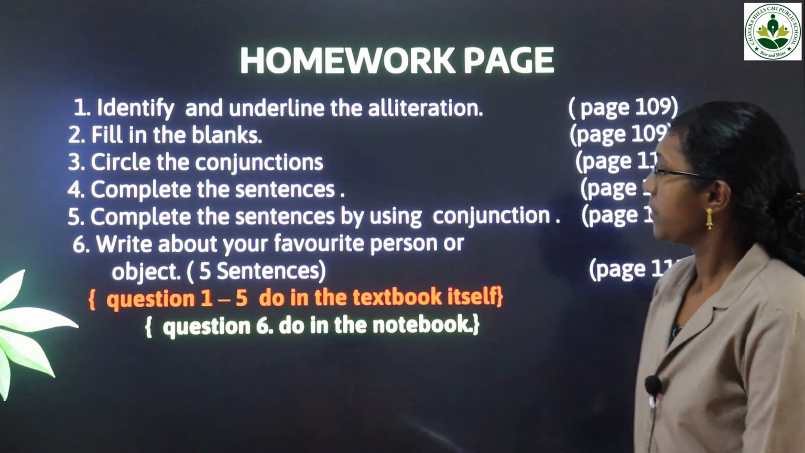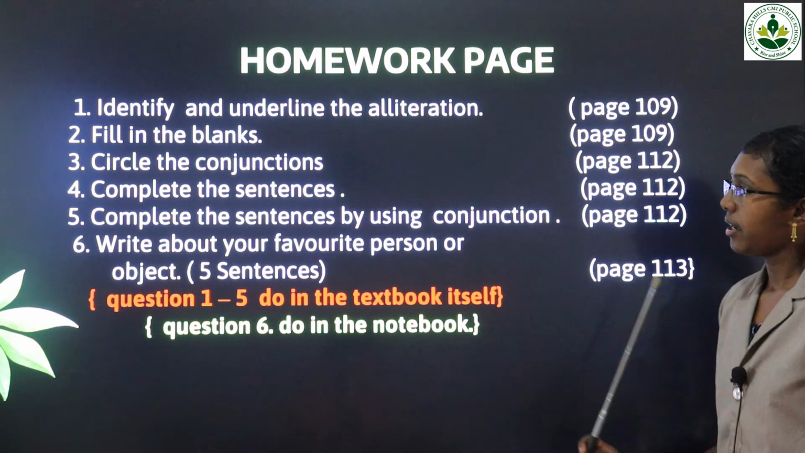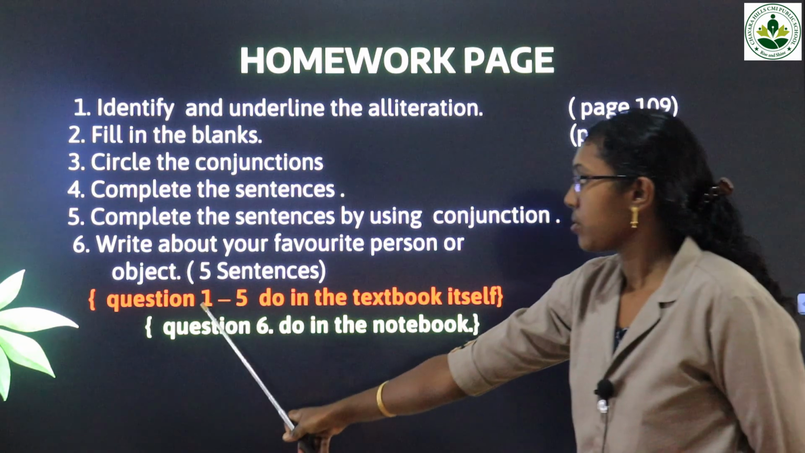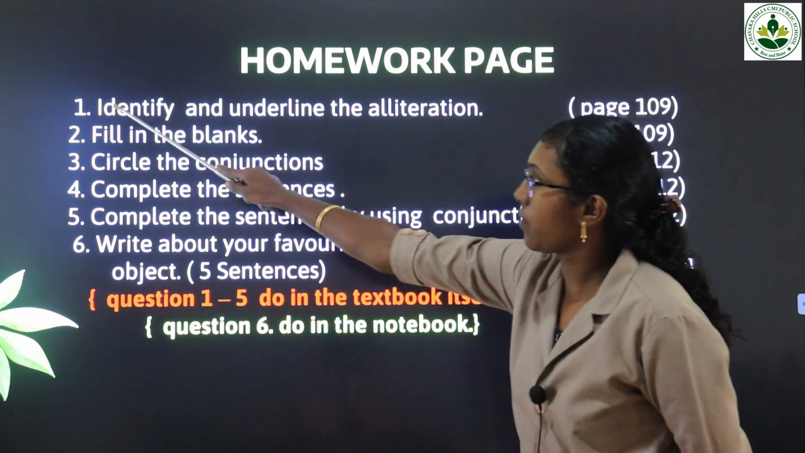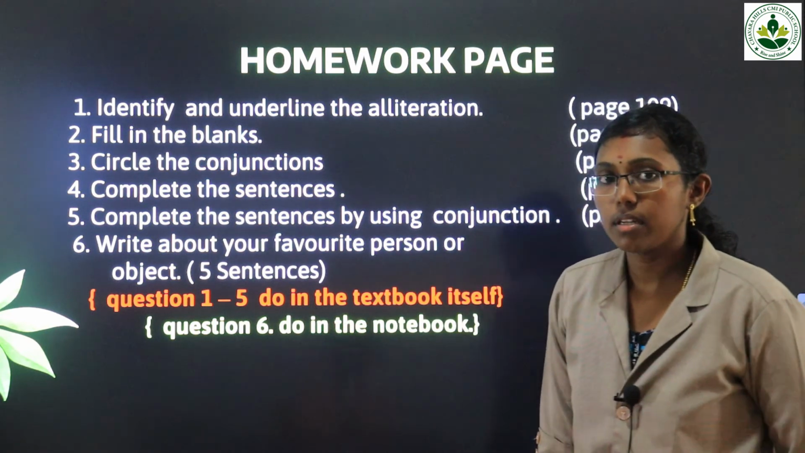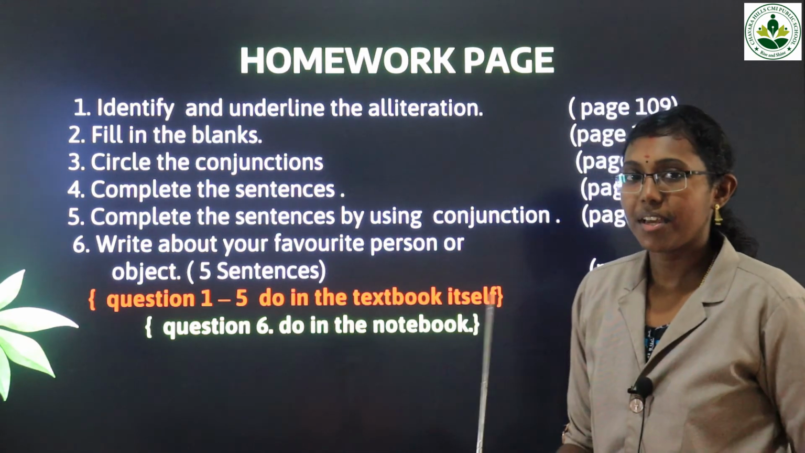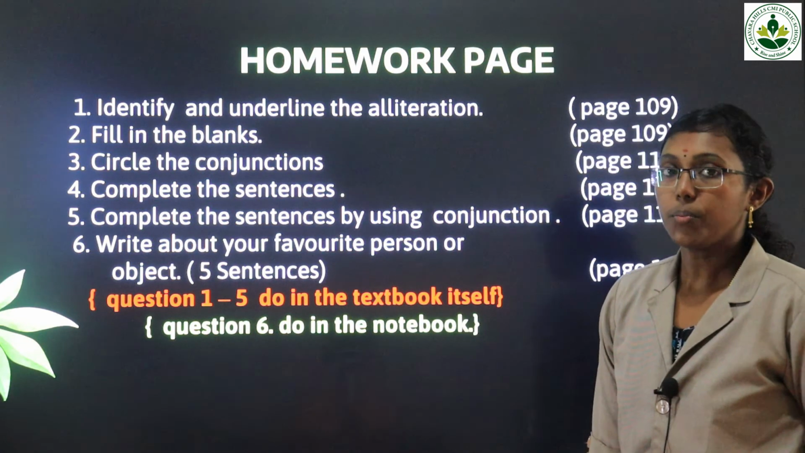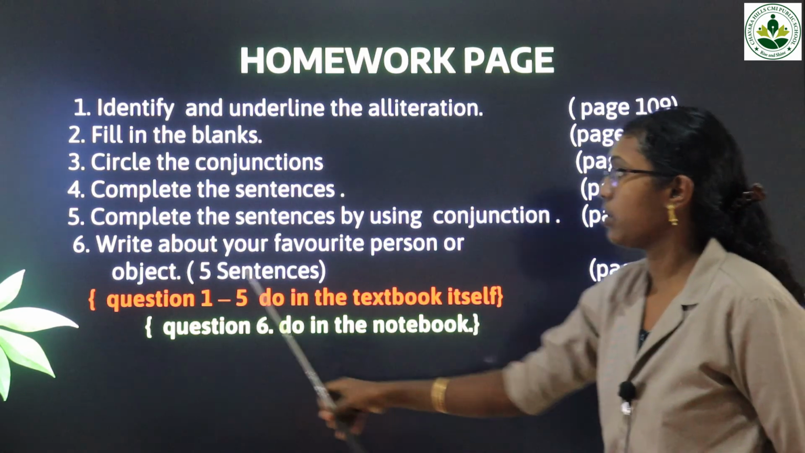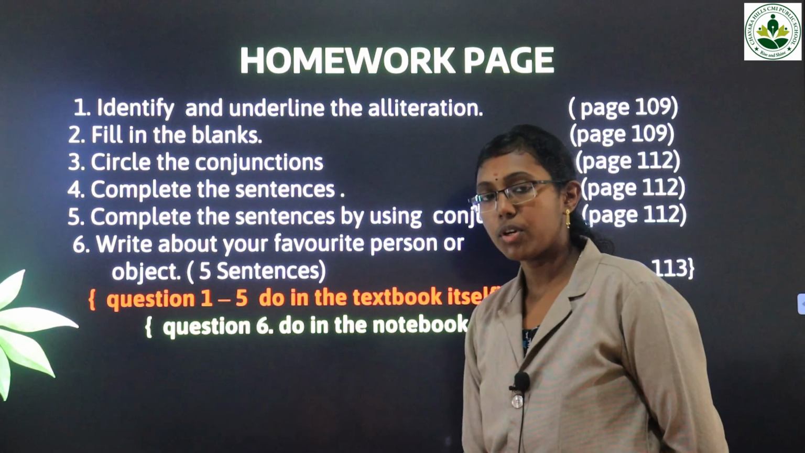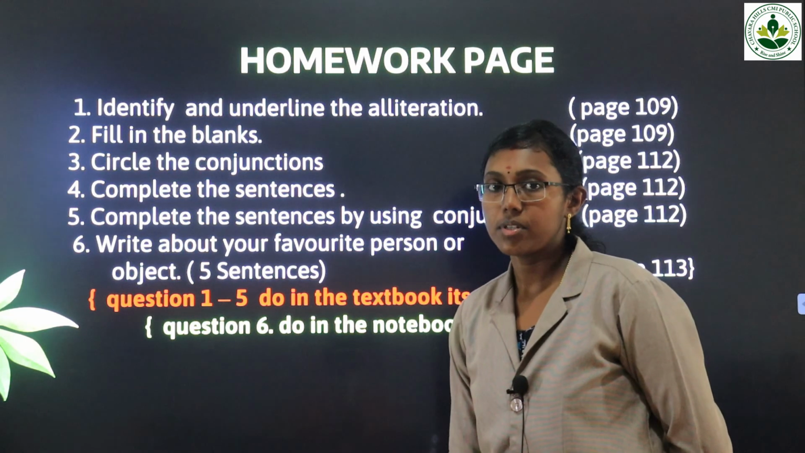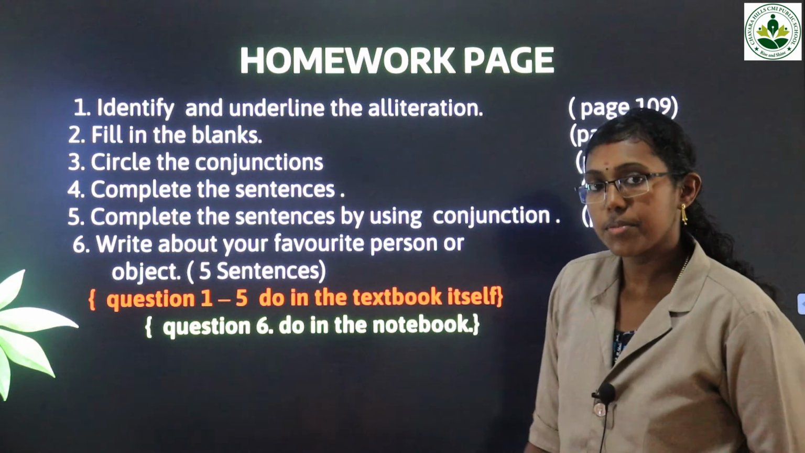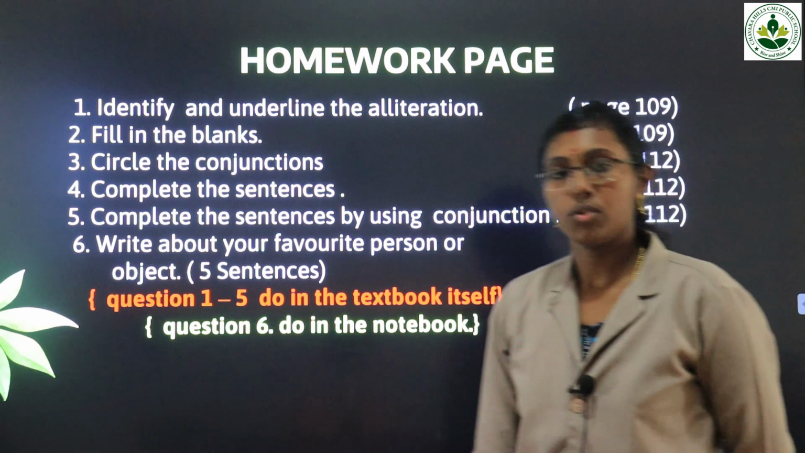And you will have the homework. See, you can see the page number and you have to write all the homework. You have to read the questions well and complete it. Question numbers 1 to 5 you do in the textbook. All the answers you have to write in your textbook only, and question number 6 you have to write in your English notebook. Write about your favorite person or object. Only 5 sentences about your favorite person, why you like that person or object. Write 5 sentences in your English notebook. So up to 5 do in your textbook, 6th one do in your English notebook.